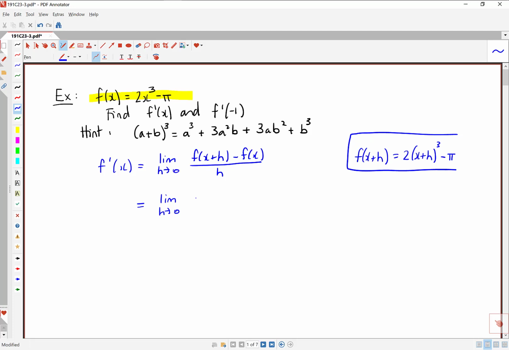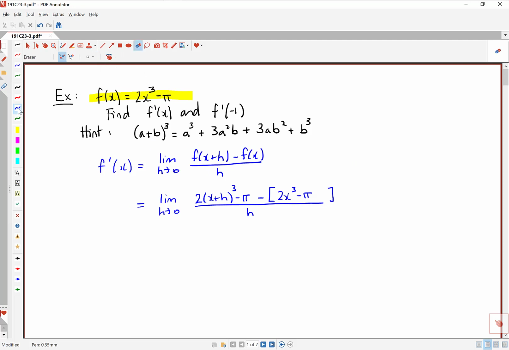And we're going to write that into our numerator here. So 2 times x plus h all cubed minus pi. And then we need to subtract off f of x. So subtracting off 2x cubed minus pi, and then dividing that whole thing by h. And let's continue with our calculation.